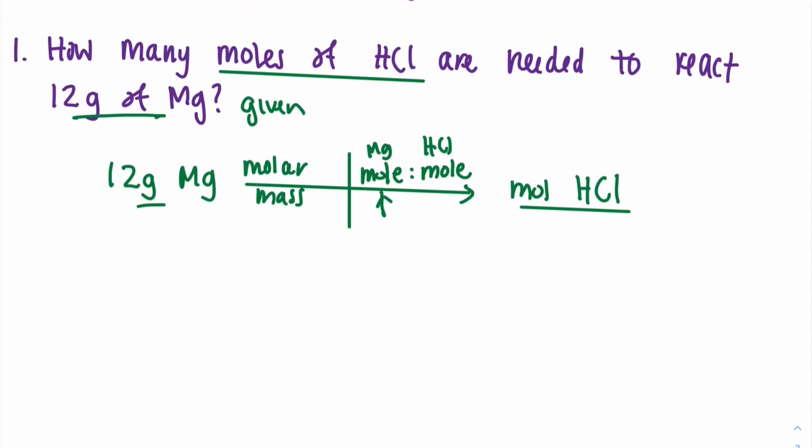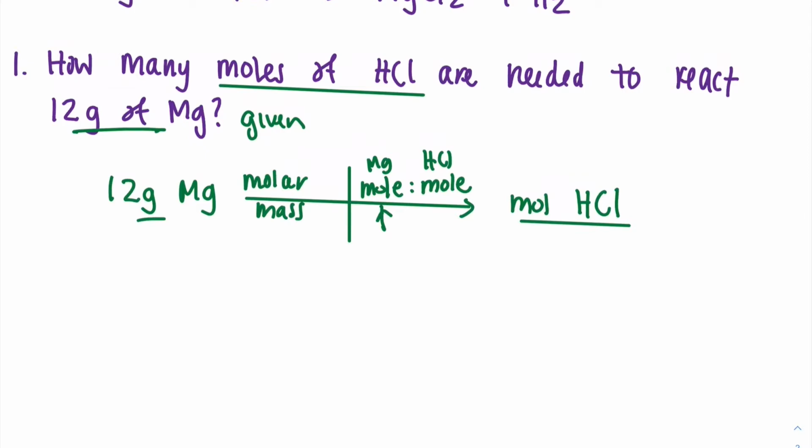First step in dimensional analysis is always to start with the given number, which is 12 grams of magnesium. Then I will convert it to moles by using the molar mass. The molar mass is found on the periodic table, and because it's just magnesium, that is pretty simple to do. 1 mole of magnesium has a mass of 24 grams.